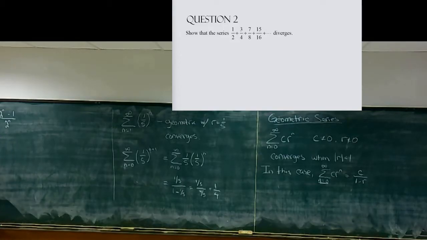N starts at what? Well, it starts at 1, 1 to infinity. So the divergence test says if the limit of the nth term is not 0, the series diverges. What's that limit? I think it's going to be negative 1.